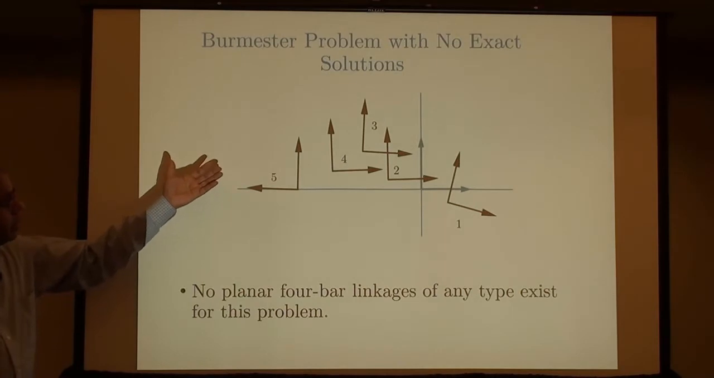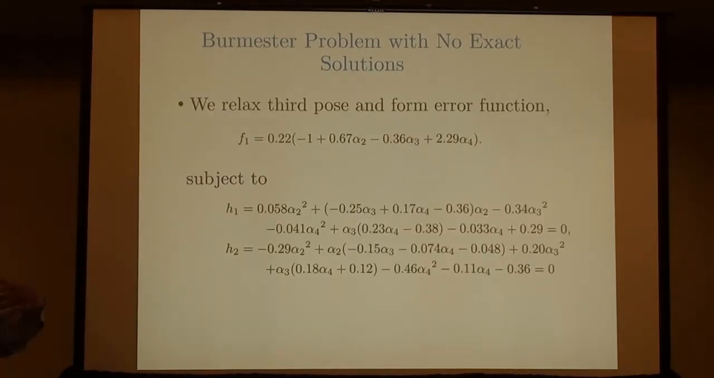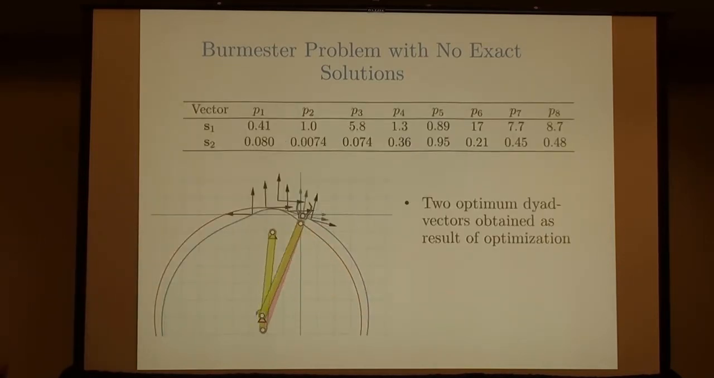So let's say we can relax one of the positions, and in this case, we can relax the third position. So you want your 4-bar linkage to go through the first, second, fourth, and fifth position, but the third one should be as close as possible. So that's my F1 that goes into the objective function. These are the two quadratic constraints that have to be exactly satisfied. So we bring that in, and then we solve for it.